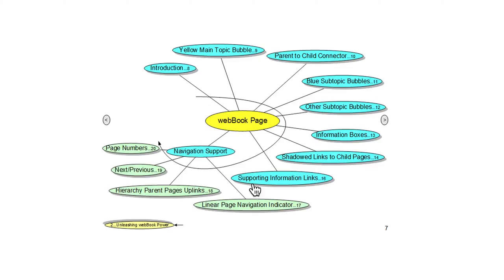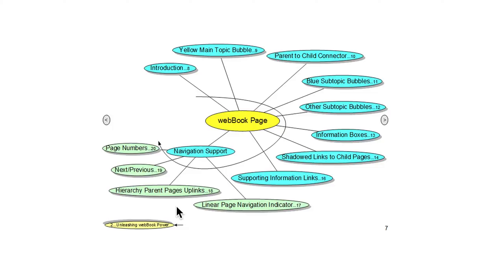But what's really important in the webbook is page navigation, so let's talk a little bit about that. Linear page navigation follows this swooping arrow here. The idea is that you start at the beginning of the arrow and you process the bubbles in the sequence that is shown here. So that's linear page navigation.